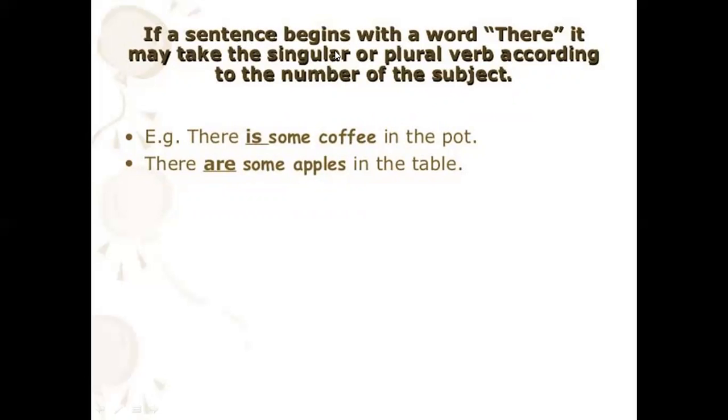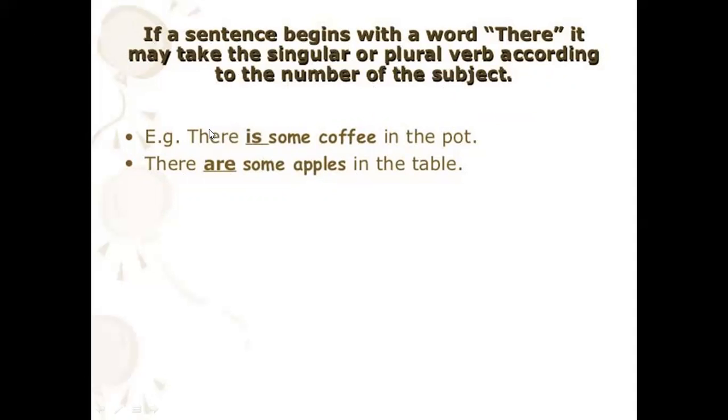If a sentence begins with the word there, it may take the singular or plural verb according to the number of the subject. So listen carefully. For example, there is some coffee in the pot. There are some apples on the table.